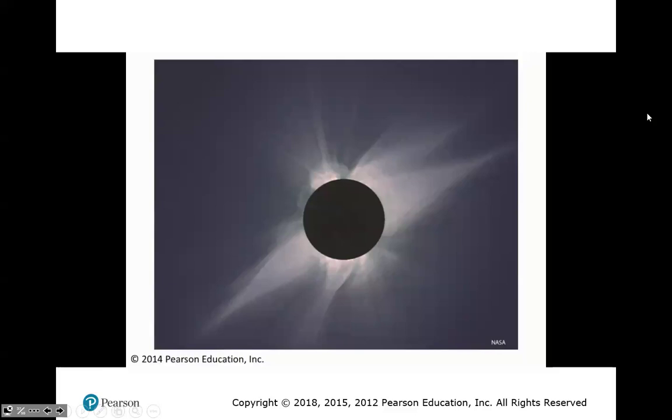This is the phenomenon that's responsible for the tails on comets, where the solar wind particles are banging into the comets, vaporizing some of that material, and then dragging it off in a down-sun direction. In other words, away from the sun. It is also the source of the energy that causes the northern lights when it interacts with Earth's magnetic field and Earth's atmosphere.